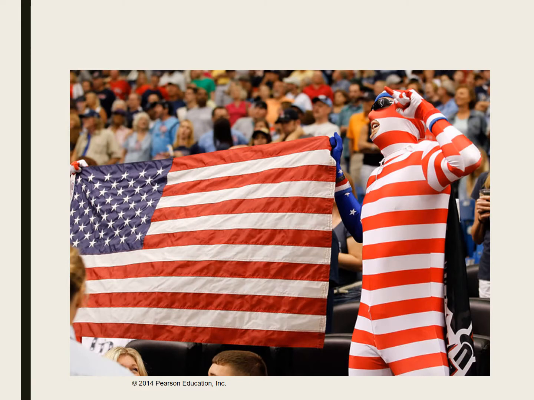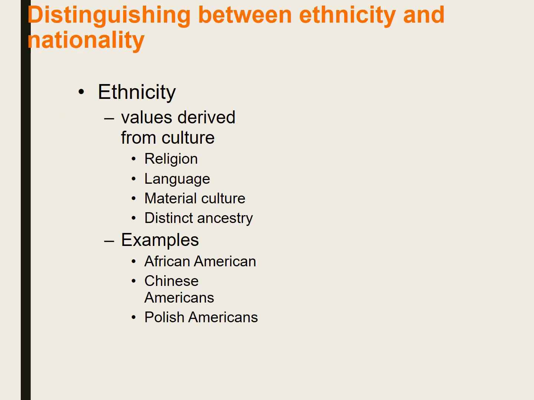Politicians often try to instill unity in their nation through patriotism and nationalism. We'll talk more about that in a few minutes. A little bit more about some more examples for distinguishing between ethnicity and nationality. Here's some elements of ethnicity. Values are derived from culture. Religion, language, material culture, distinct ancestry, all of these usually play a role in making an ethnicity fundamentally different from another one.